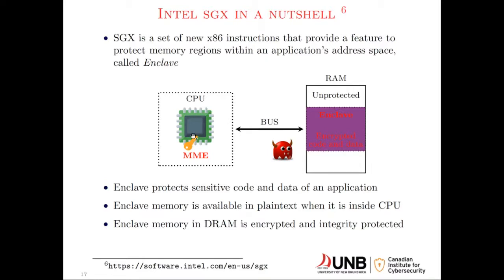Because the CPU has a limited number of registers, it cannot hold a big chunk of data or code. They need to interact with the memory. So when the computation is done, we are trusting only this piece of hardware. And with this we can achieve confidentiality and integrity guarantees, and we can prevent several attacks, such as the bus snooping attack. If an adversary is snooping the bus or the memory, we can prevent those. But we only need to trust this CPU.